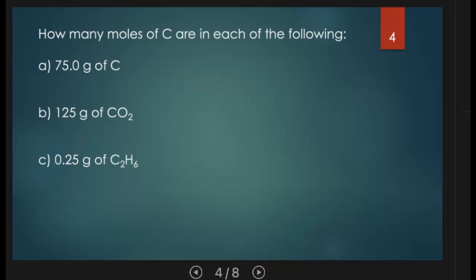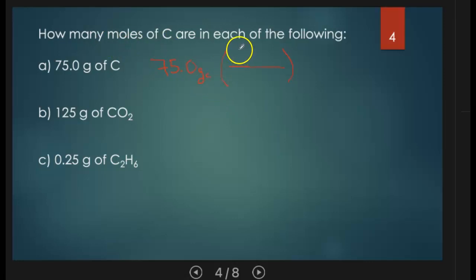And next we're going to look at how to calculate how many moles of carbon are in each of the following. So we have 75 grams of carbon. We want to know how many moles that is. So we're going to take 75.0 grams carbon. We're going to set up the factor label method or unit analysis. I want to get rid of grams of carbon and I want to get into moles.